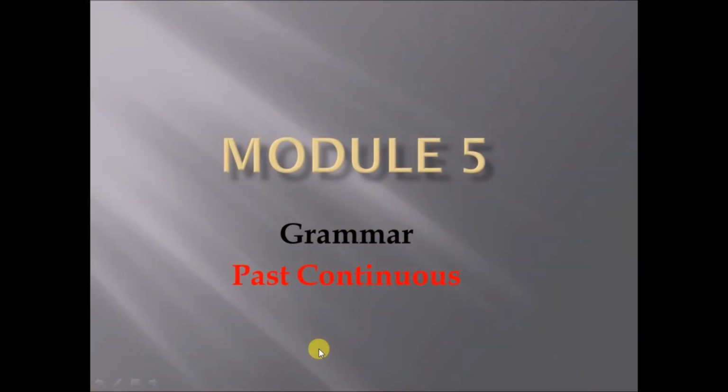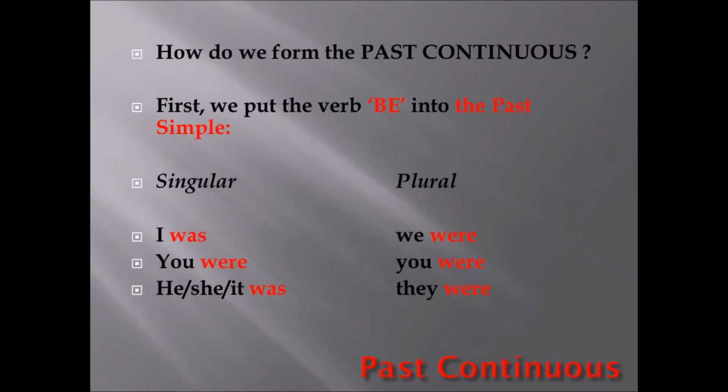Past continuous. How do we form the past continuous? First, we have to put the verb be into the past simple. Here we have the singular and plural forms of this verb.